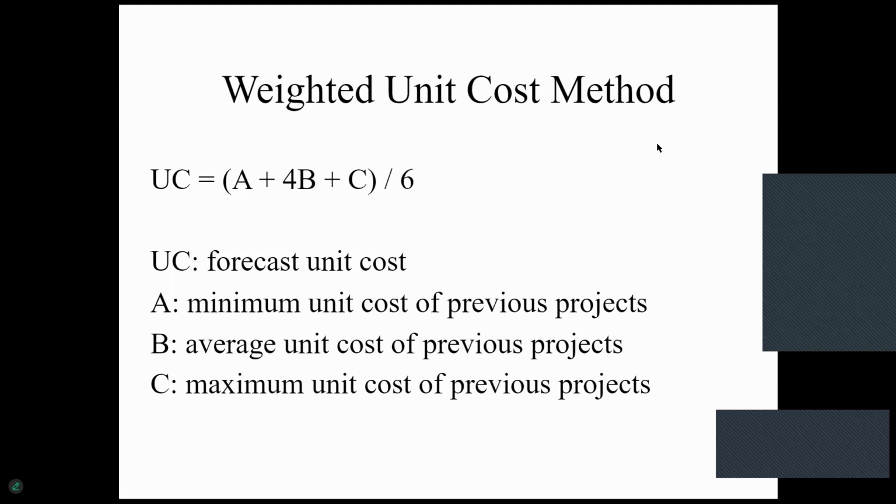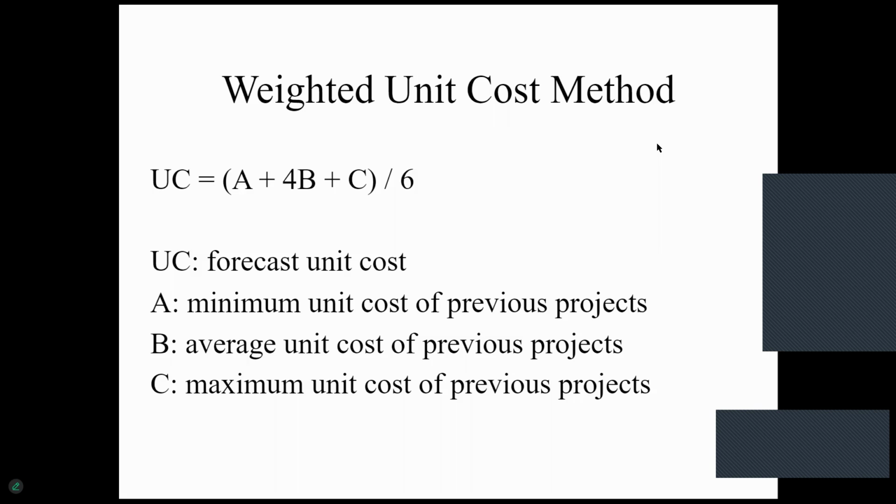So B is the average unit cost of your previous project. What does average unit cost mean? You have built 3 houses before. House 1 cost $10, house 2 is $9, and house 3 is $11. So your average cost is 10 plus 9 plus 11 divided by how many houses you built before? 3, right? So you get a 10. That is the average unit cost.